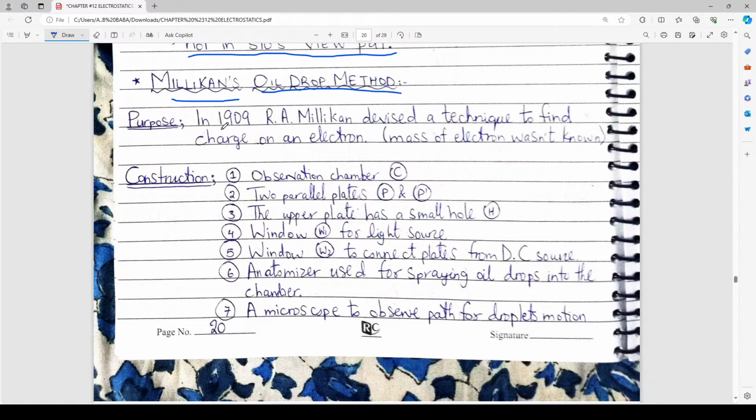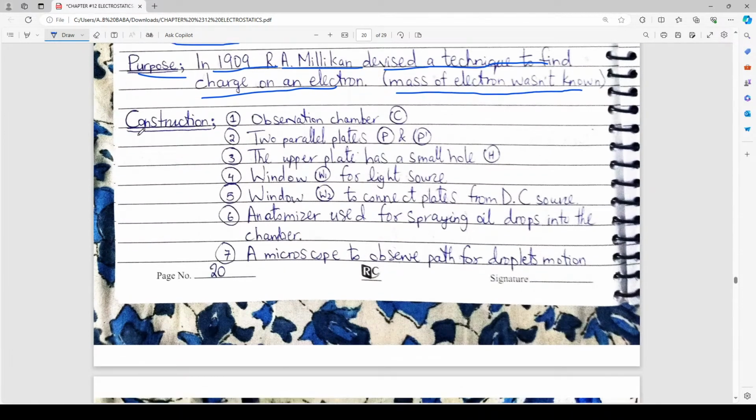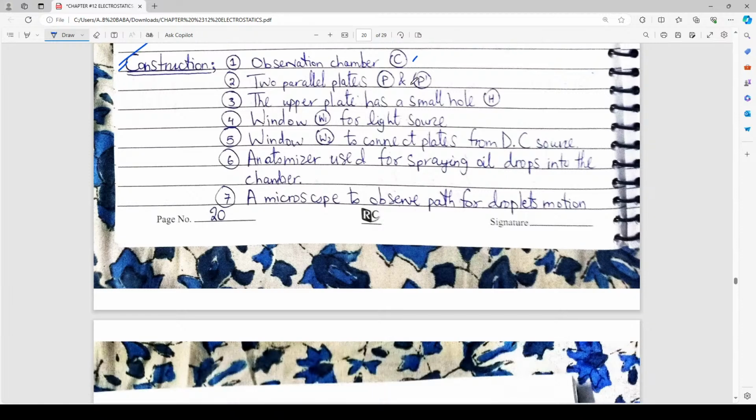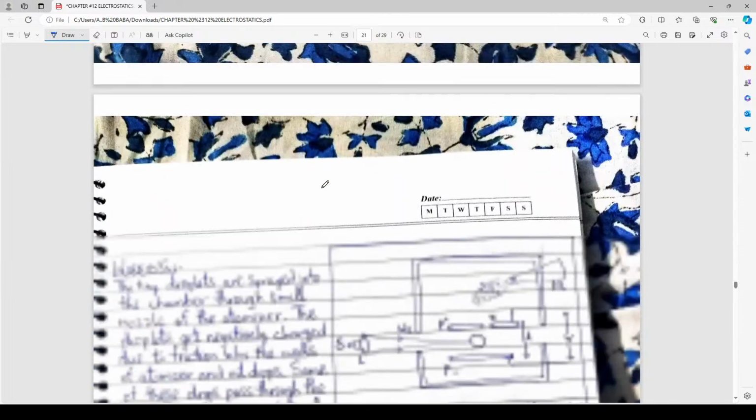Millikan oil drop method. Its purpose: in 1909, R. A. Millikan, a scientist, devised a technique to find the charge on an electron, and he knew that the mass of the electron wasn't known, so he constructed an experimental method. Number 1, he used an observation chamber C, two parallel plates P and P prime. The upper plate had a small hole H, window W1 for the light source, window W2 to connect the DC source, and an atomizer used for spraying oil droplets in the chamber, and a microscope to observe the path of the droplet motion.